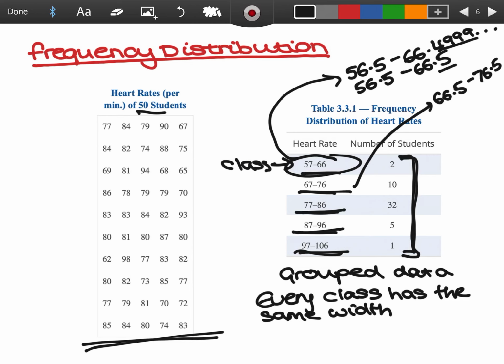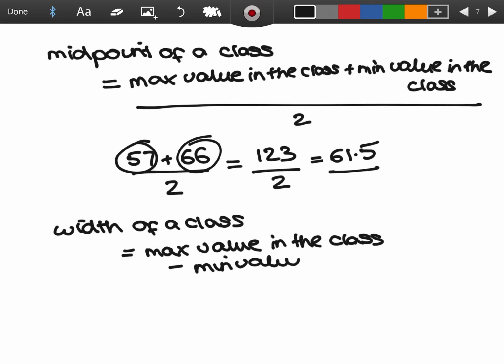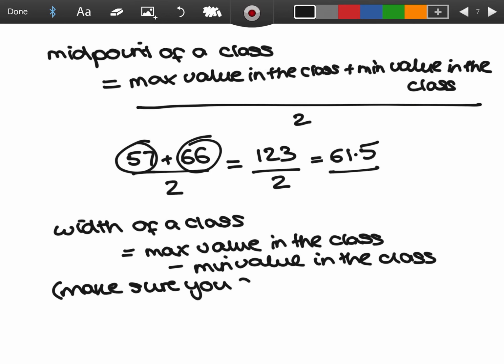Okay, so whenever you find a class width, make sure you account for the decimals first, then you can do the maximum minus the minimum. So in this case, our class width is the max value in the class minus the minimum value in the class, and make sure you account for decimals.